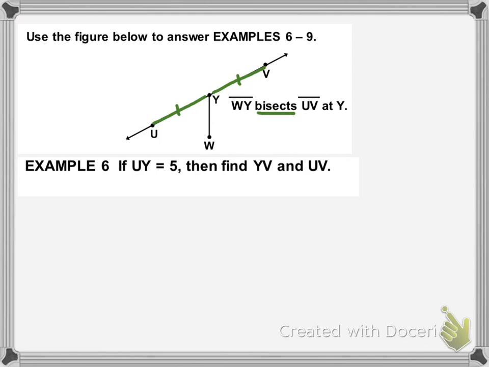So let's see what example 6 says. If UY equals 5, so I'm going to label my picture, then find YV. Well, if UY and YV are equal, then YV also equals 5. And then UV, which is just UY plus YV, is 5 plus 5.